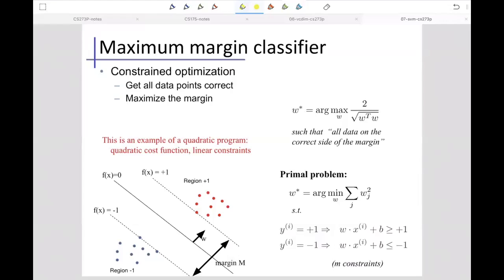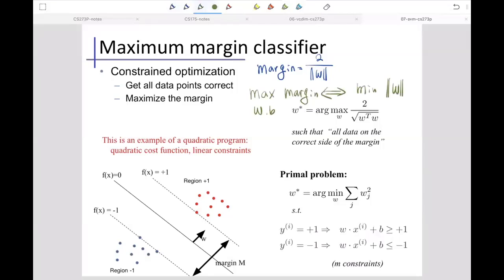For that reason, I'm going to formulate this as an optimization problem. I'm going to maximize the margin. Remember the margin, let's rewrite it again: margin equal to 2 divided by the norm of w. That's the margin we calculated. In order to maximize the margin over all possible choices of w and b, that is equivalent to minimizing the norm of w squared.